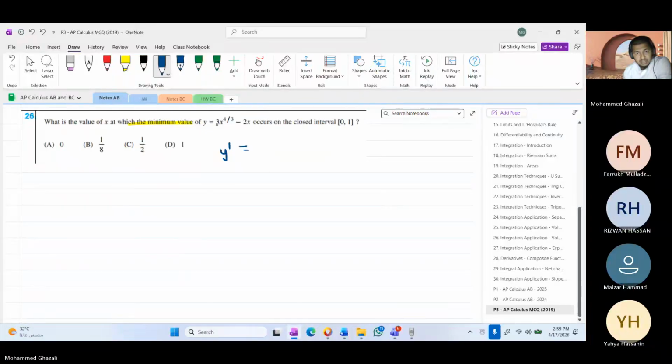So what's y prime? 3 times 4 over 3 is 4x. The 3 cancels, correct? Wait, is that right? Yeah, it is right. 4 thirds times 3, the 3 and the 3 cancel out, you get 4. Take away 1 from the power, you get 1/3, minus 2 equals 0. So now you take the 2 over and divide by 4, you will get 1/2. You're going to cube both sides, you get 1/8. That's it. That's all they asked for.